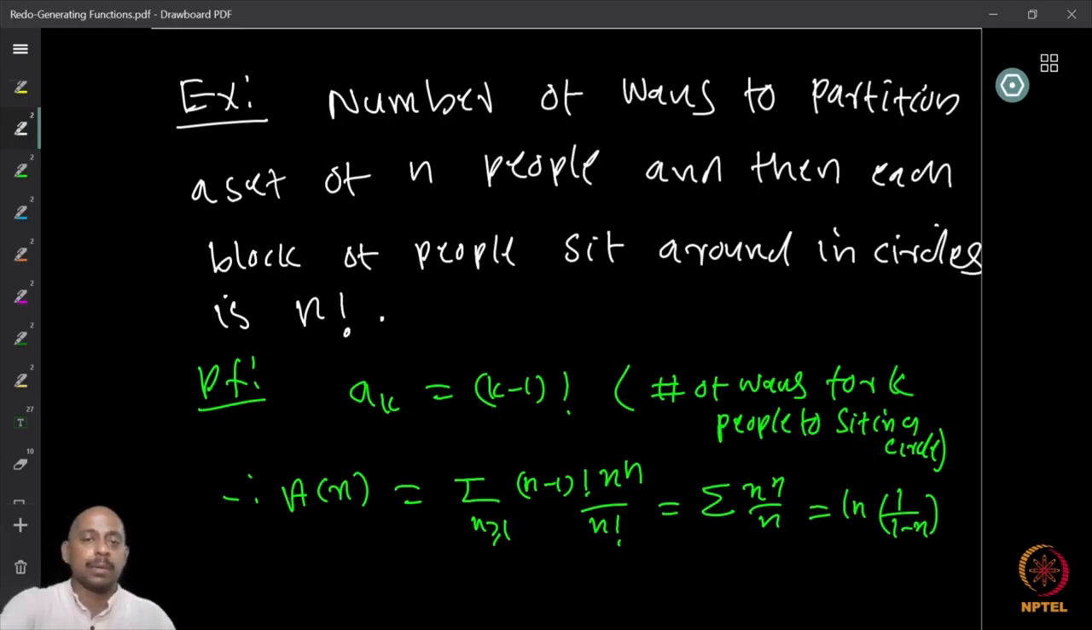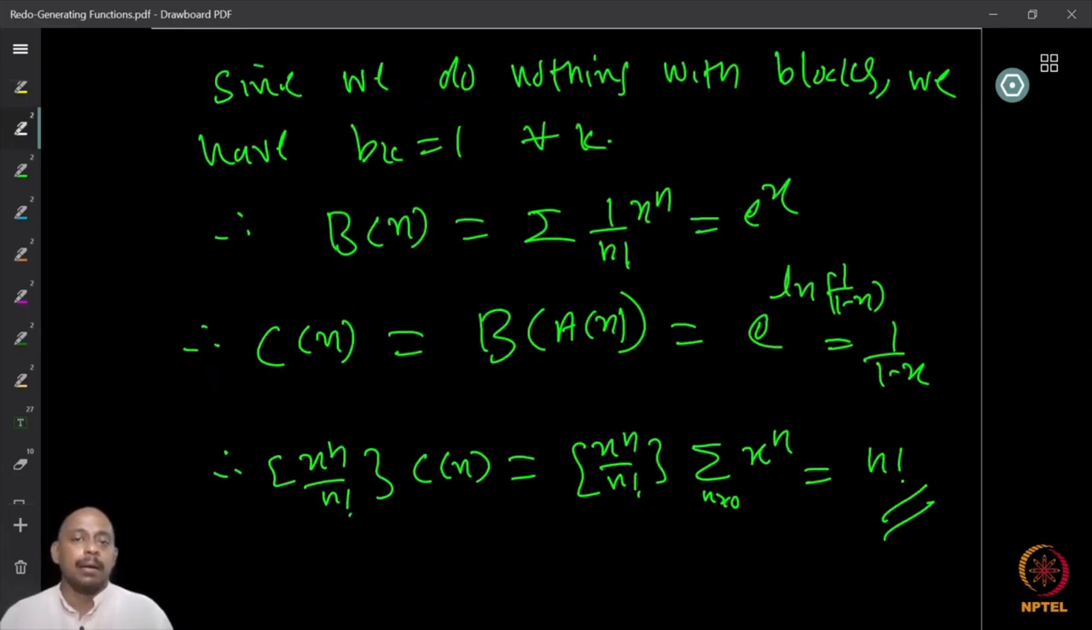So b of x is now the summation of 1 by n factorial x raised to n, because we are looking at the exponential generating function. What is that? This is e raised to x. We already saw this several times. So therefore, b of x is e raised to x. Now, the composition b of a of x is x substituted by a of x in e raised to x. So e raised to log of 1 by 1 minus x, which is 1 by 1 minus x, which is the generating function for c of x.